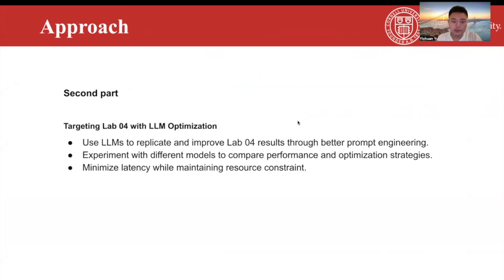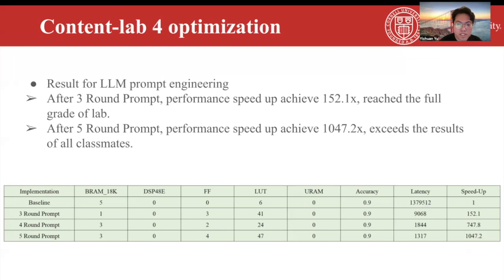For the second part, we're targeting Lab 4 with LLM optimizations. We try to use LLM to replicate and improve the Lab 4 results through better prompt engineering. We also experiment with different models, comparing performance and optimization strategies, like DeepSeek o1 and Llama 3.2 70B. We try to minimize the latency while maintaining the resource constraint.